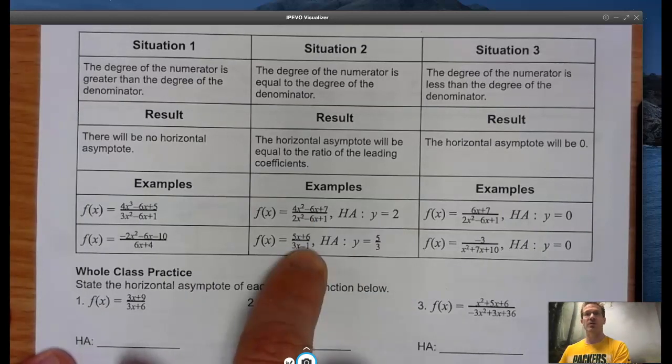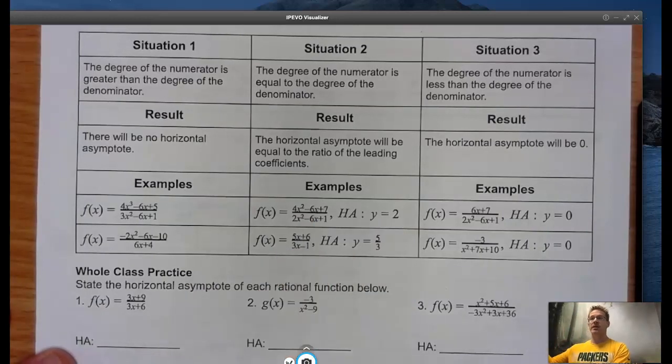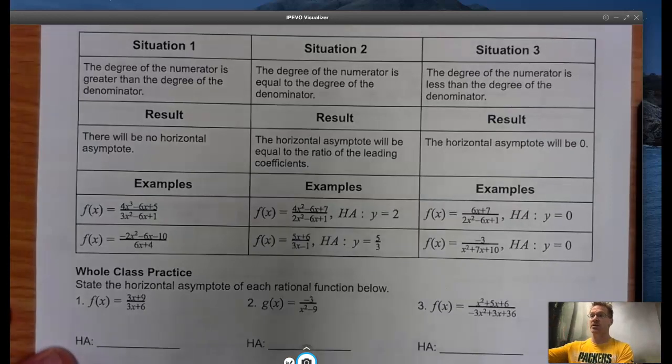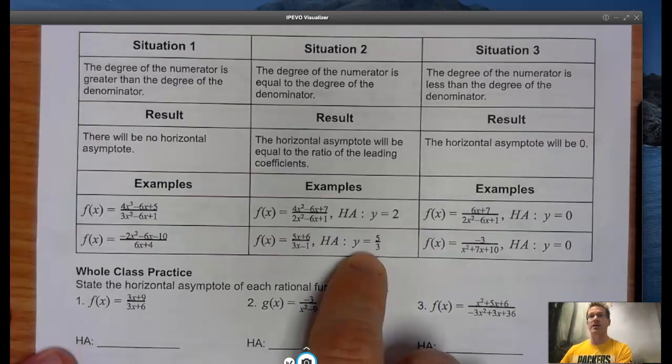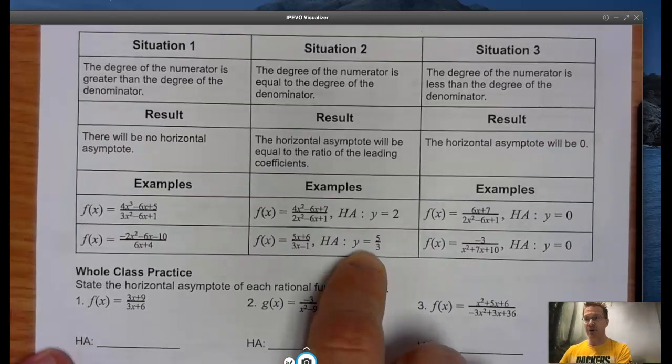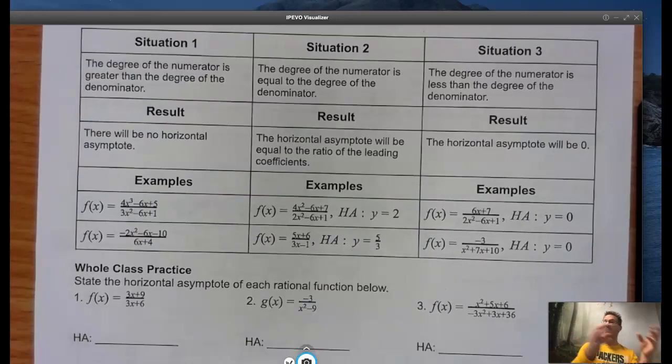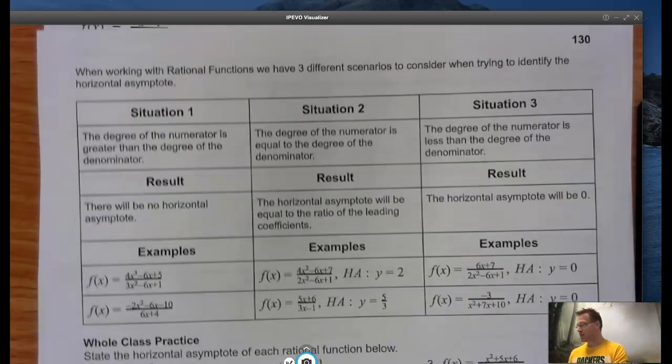First degree over first degree, so those are the same. If I look at the ratio of those leading coefficients, that's 5 to 3, so my horizontal asymptote would be y equals 5/3.